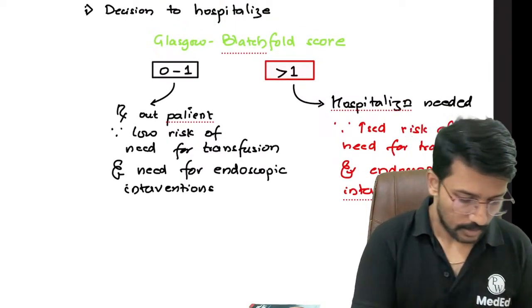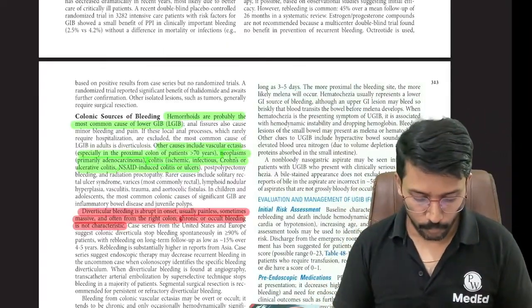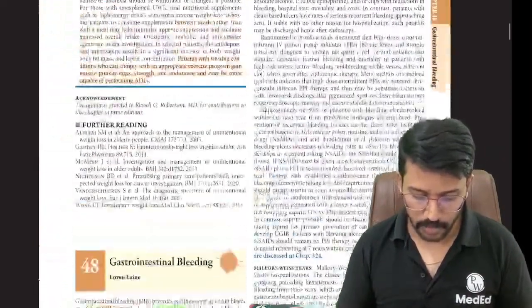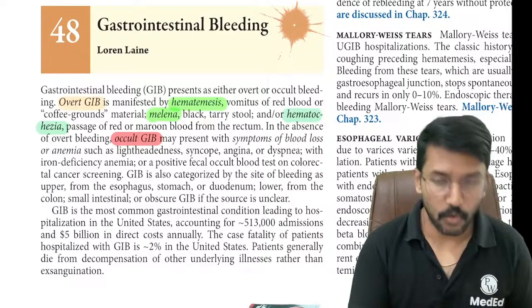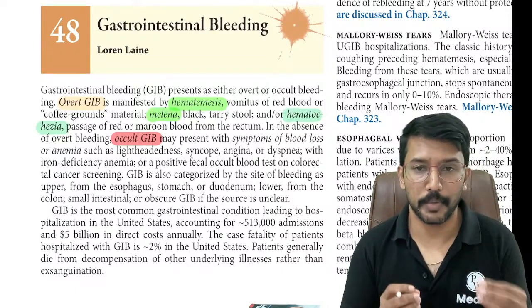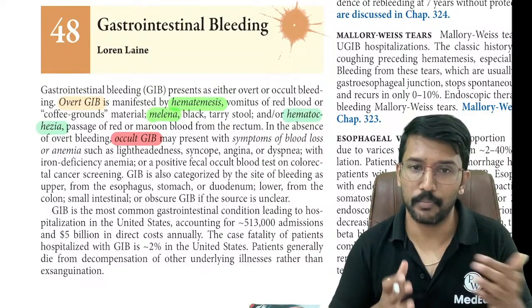Okay, clear? Now let me take you through what important points we need to study from Harrison before I proceed further. So Harrison also talks about the same approach. Whenever we have a patient with GI bleed, we have to understand whether it is upper or lower.